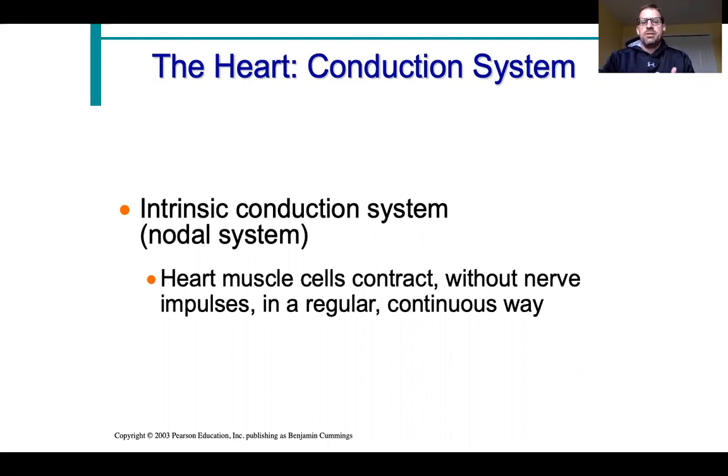So as we get started here, first thing to know is that the heart has an intrinsic conduction system that's referred to as a nodal system, and you'll see why in just a second here, because your heart muscle cells actually contract without any nerve impulses in a regular, continuous way. So they don't need to be receiving signals from the brain saying contract. They actually contract on their own in a regular way.